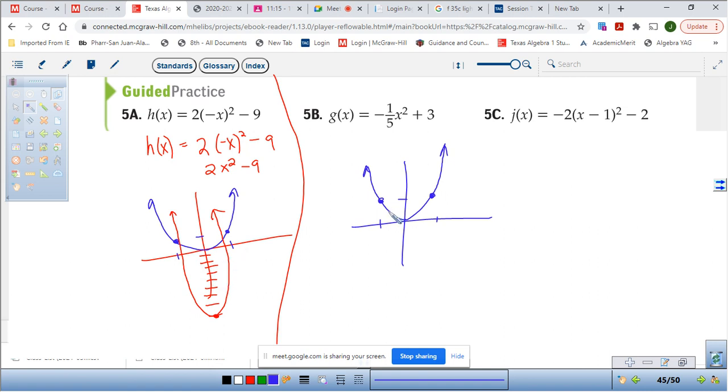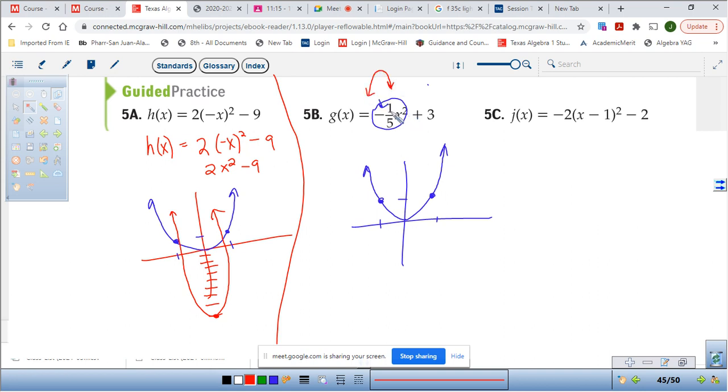Okay, can anybody take control? What's the first thing that pops out at me? What's the first thing that I know? Does it go up or does it go down? How about this? Does it open up or does it open down? This is open up. This is open down. Jasmine, Tristan, good job. It does open down because of this negative right here. With the x squared, that negative makes it open down. Perfect. I'm going to change color. So this part makes it open down.